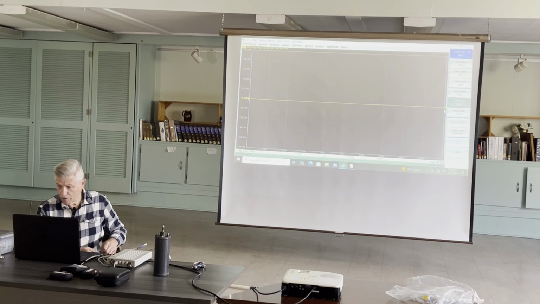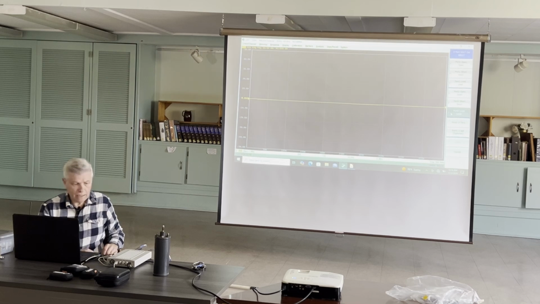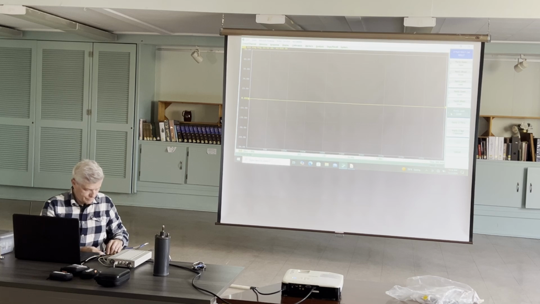Okay, 50 ohm load. All right, now we're going to do the through, which is connecting the cables together through our perfect through port. We think it's perfect.